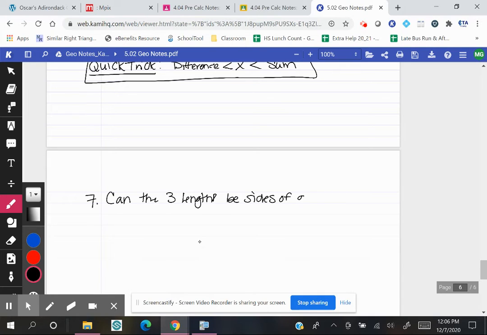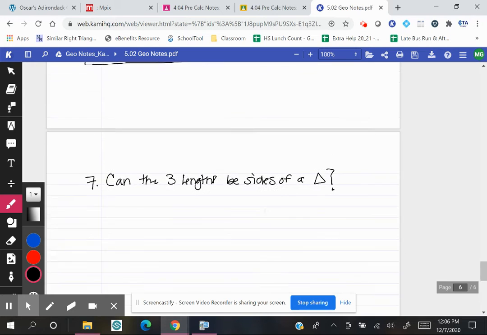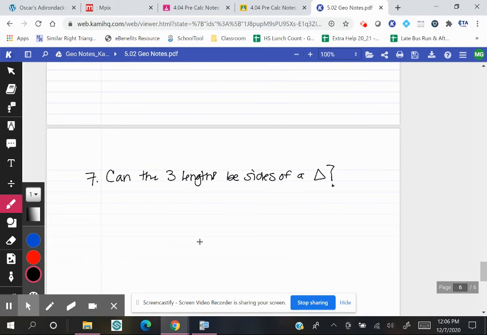So they can only be sides of a triangle if the sum of any two sides is greater than the third. Say that out loud to yourself. The sum of any two sides is greater than the third. First option, 8, 15, and 12.